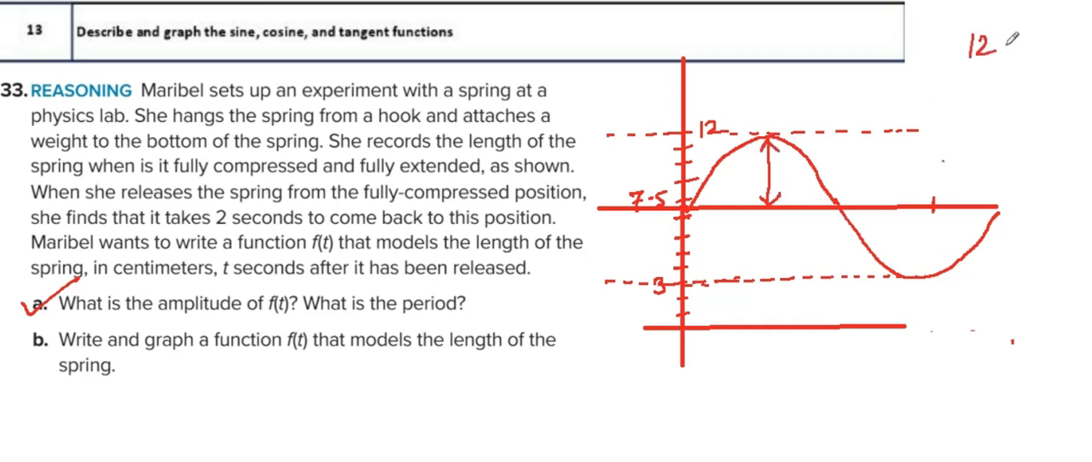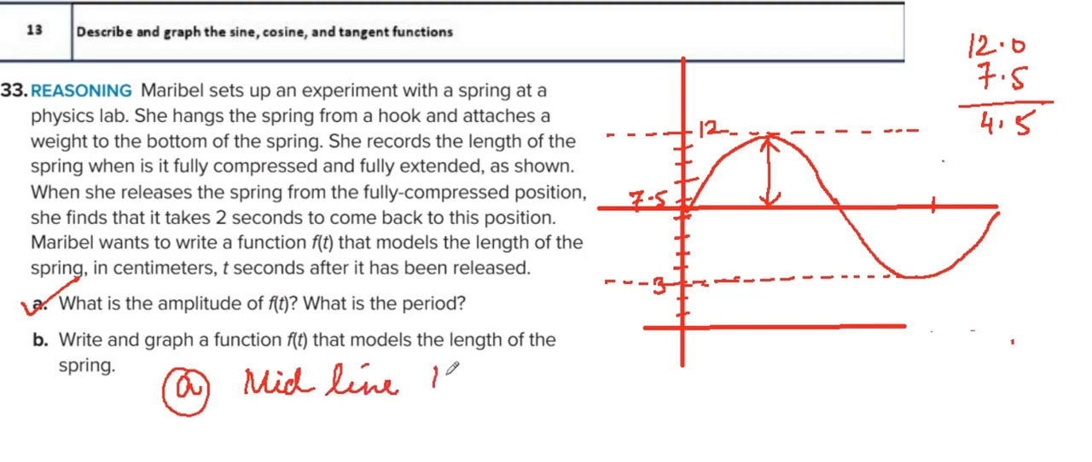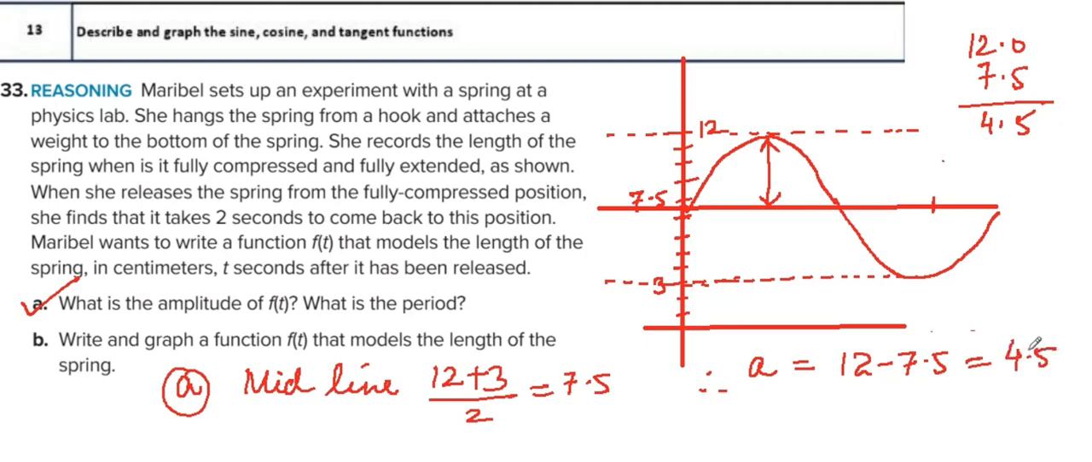This is 4.5 because 12 minus 7.5. So simply you can write the amplitude like this. Firstly, find out the middle line. Middle line is, add them: 12 plus 3 divided by 2, 15 divided by 2, 7.5. So therefore amplitude is 12 minus 7.5, which is 4.5.